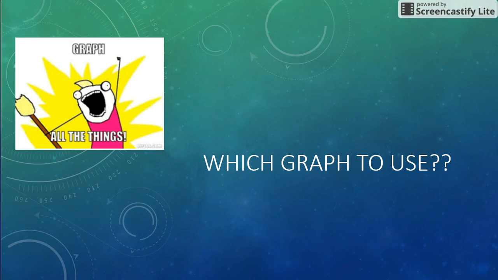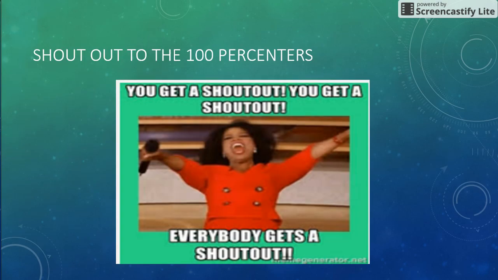Alright, y'all. Today we're going to figure out which graph we need to use. Over the past few weeks, we've learned about distance over time graphs and speed versus time graphs. Now we're going to compare the two graphs and figure out which graph is best for a given scenario.